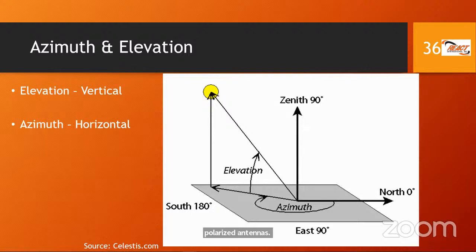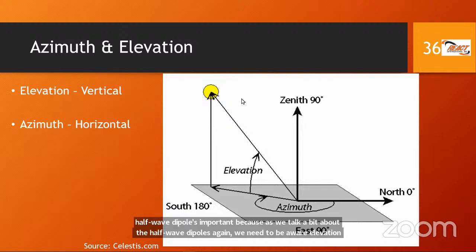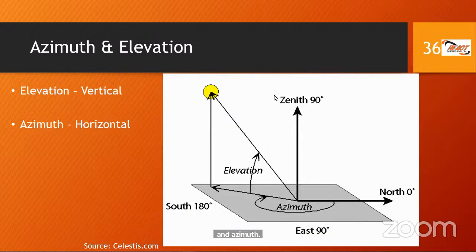All right. So a couple more. So let's just discuss a concept, azimuth and elevation. Why it's important? Because as we talk a bit about the half-wave dipoles again, we need to be aware of the terms elevation and azimuth. So elevation is essentially up, down, or vertical, right? The vertical angle. Azimuth is the horizontal angle. So anytime you hear elevation, it's up, down. Anytime you hear azimuth, that's left to right or horizontal. Okay, so this diagram hopefully will illustrate the difference between elevation angle and azimuth.